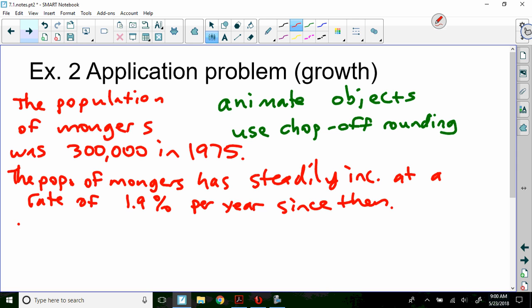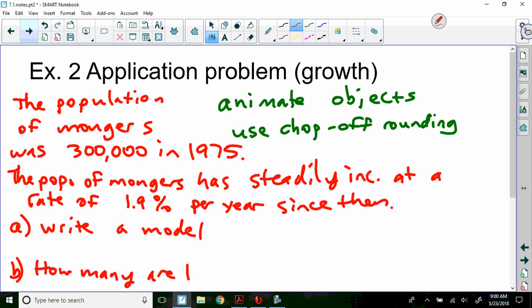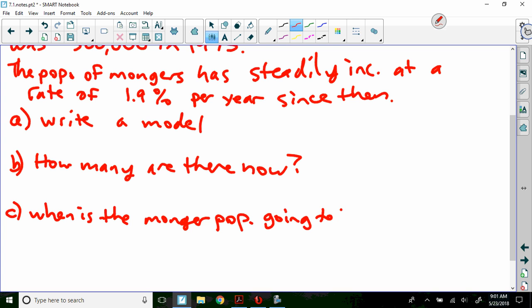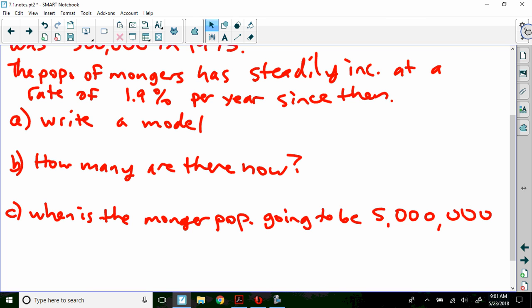So part A, write a model. Part B, how many mongers are there now? And in part C, when is the monger population going to be 5 million? That sounds pretty intimidating. 5 million mongers. Doesn't it?